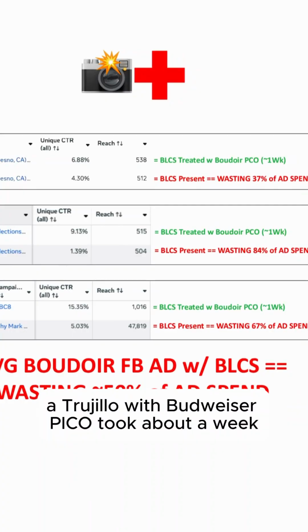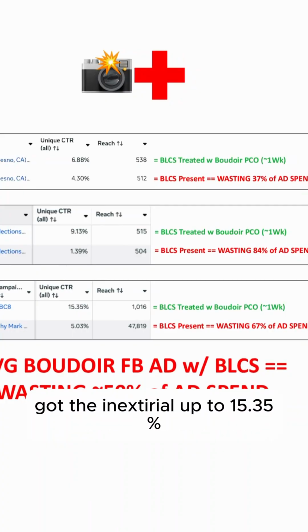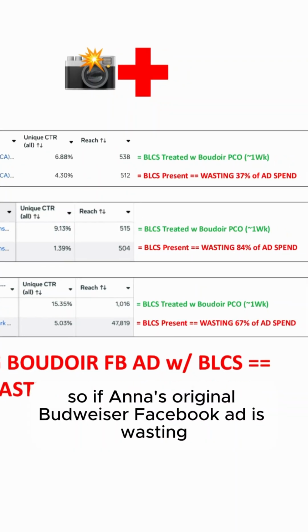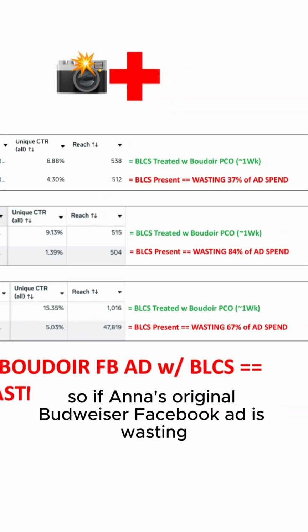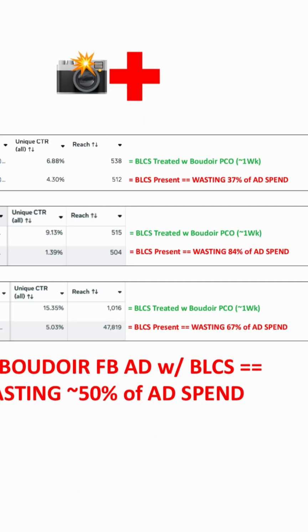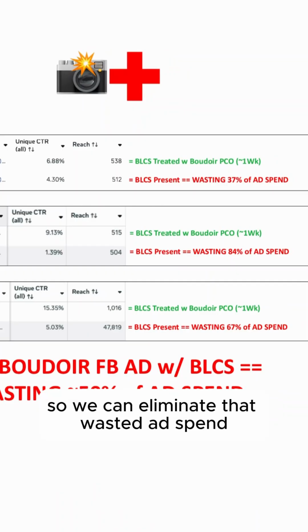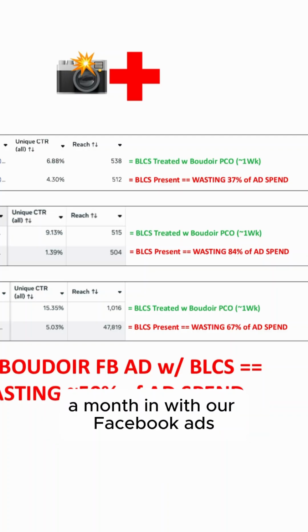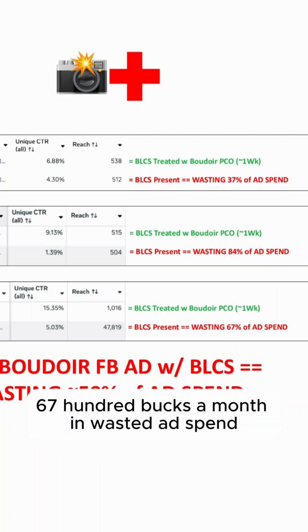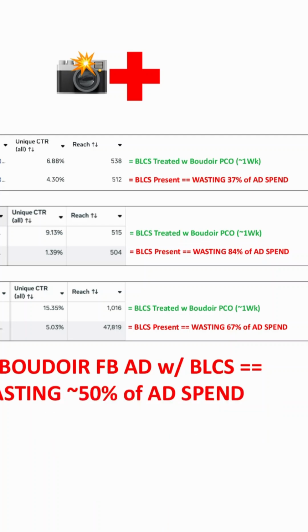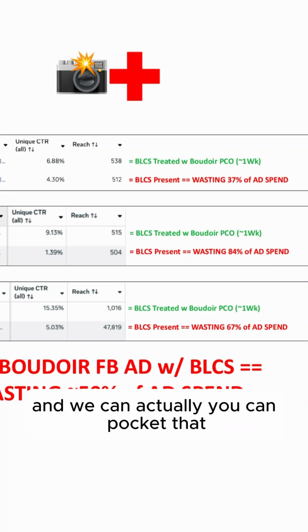Treated with Boudoir Pico took about a week. Got the unique CTR all up to 15.35%. So we found out his original Boudoir Facebook ad is wasting 67% of his ad spend. So we can eliminate that wasted ad spend. If you're spending 10 grand a month in Boudoir Facebook ads, we can eliminate that 6,700 bucks a month in wasted ad spend, and he can pocket that.